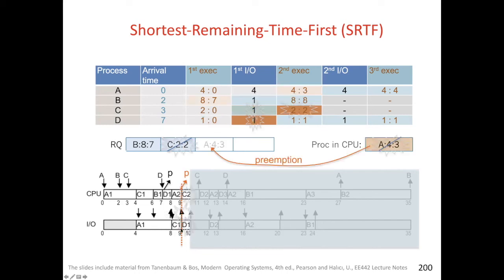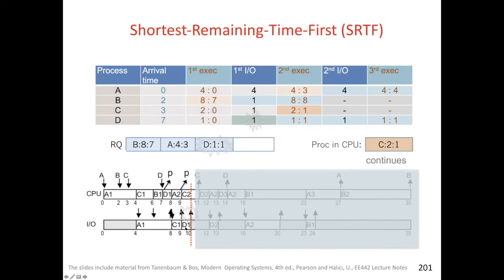At time 9, process C finishes its I/O operation and enters the ready queue. When compared, the remaining time for process A is 3 units of time and the remaining time for C is 2. Because of that, there is preemption for process A. Process A enters the ready queue and process C starts its second execution.